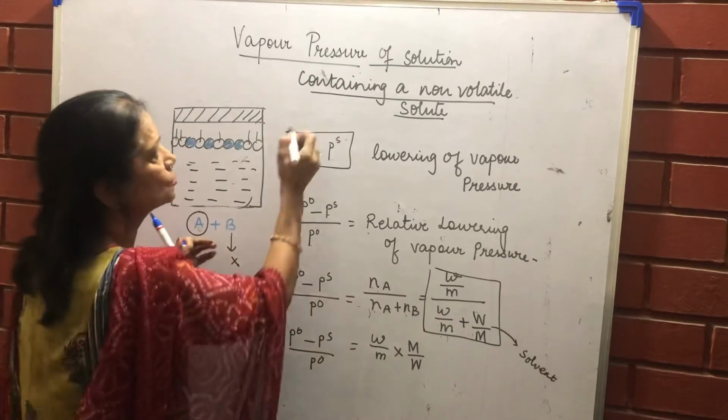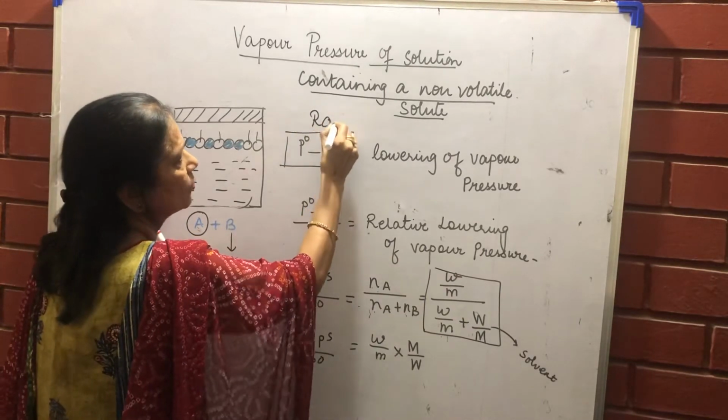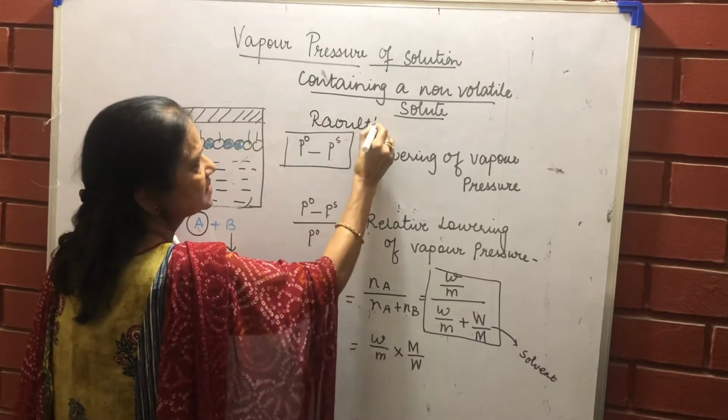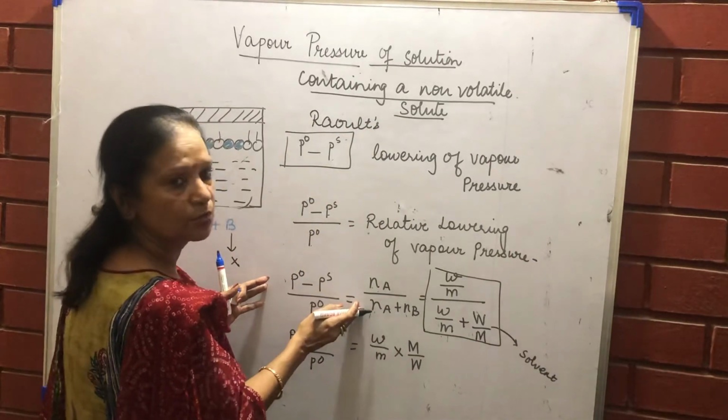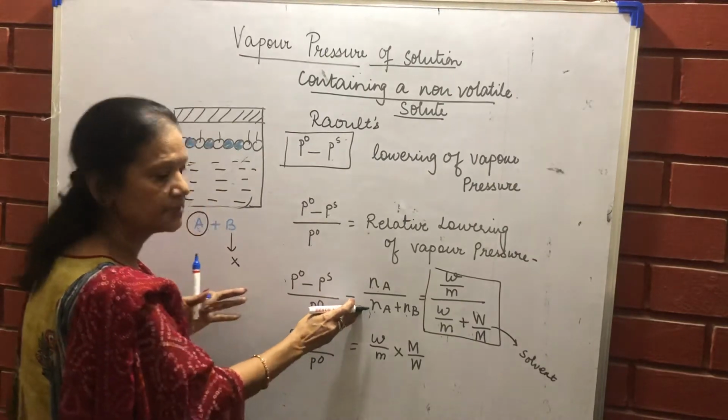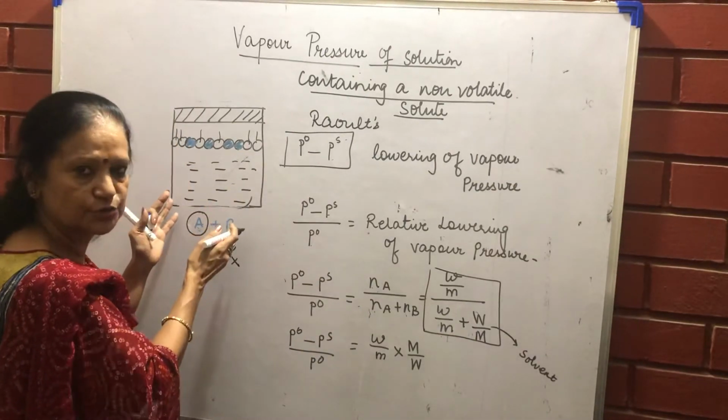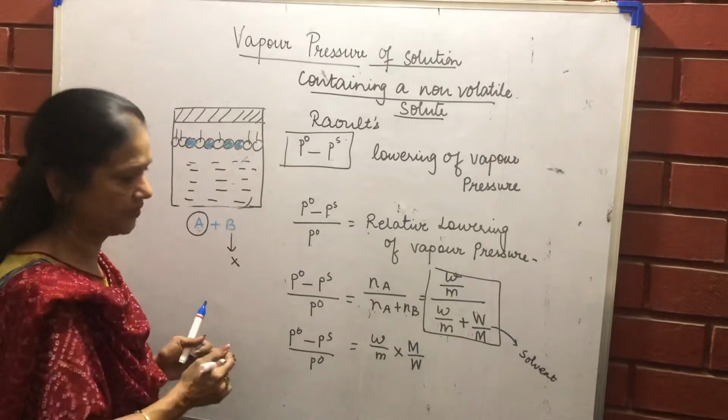So this is also known as Raoult's law. So Raoult's law states that relative lowering of vapor pressure is equal to the mole fraction of the non-volatile solute which you had added into this, which has actually lowered the vapor pressure.